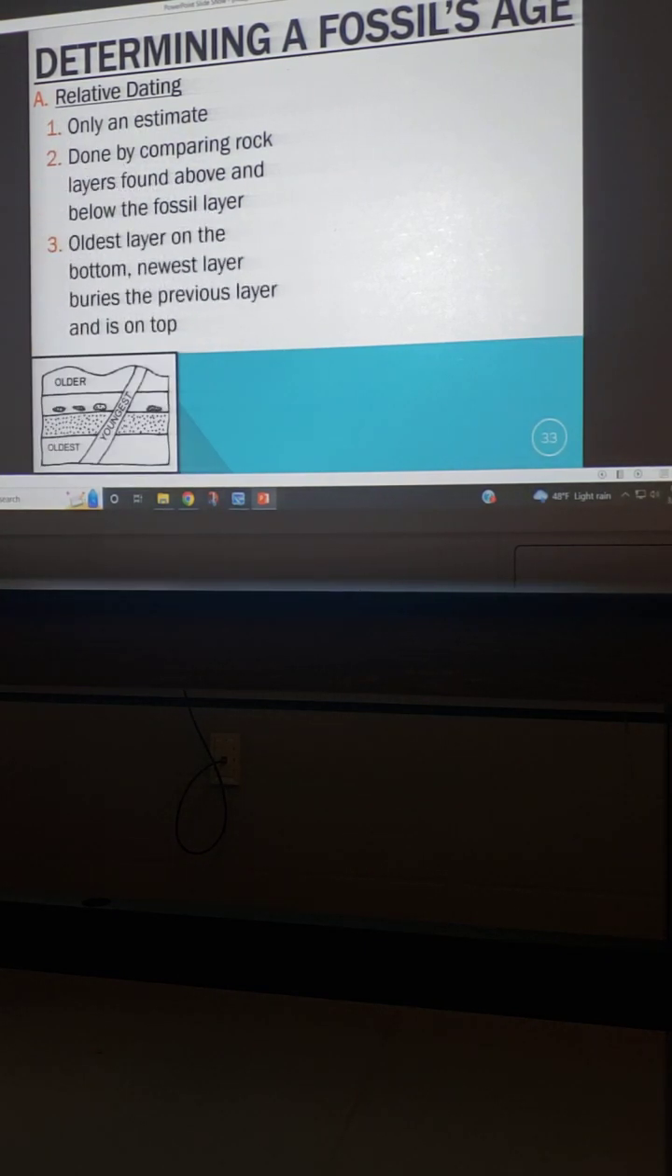And so this is a huge idea. The oldest layer will be found on the bottom. The newest layer is going to be at the top. You're going to keep burying layers and covering them up, covering them up, covering them up. So the youngest, the newest, is going to be at the top. The oldest is going to be at the bottom.